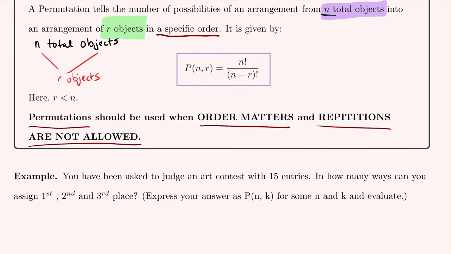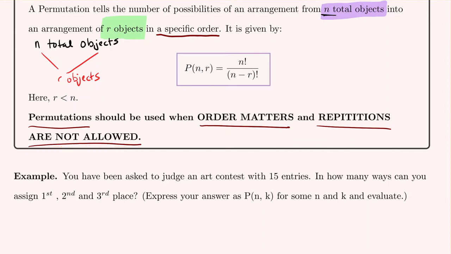Let's see why this idea of permutation will apply to our next example. Suppose we've been asked to judge an art contest that has 15 entries in all. How many ways could we assign first, second, and third place? Now, before we get started and focused on the formula, let's instead make sure we understand why in this situation order matters and we can't repeat the objects.